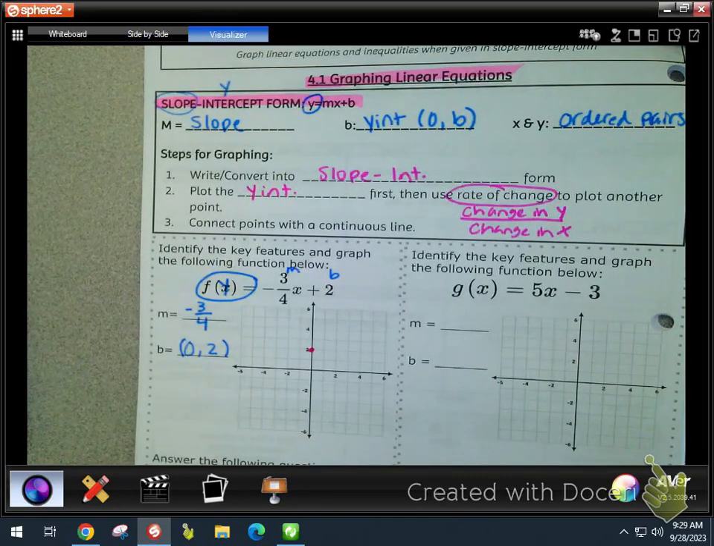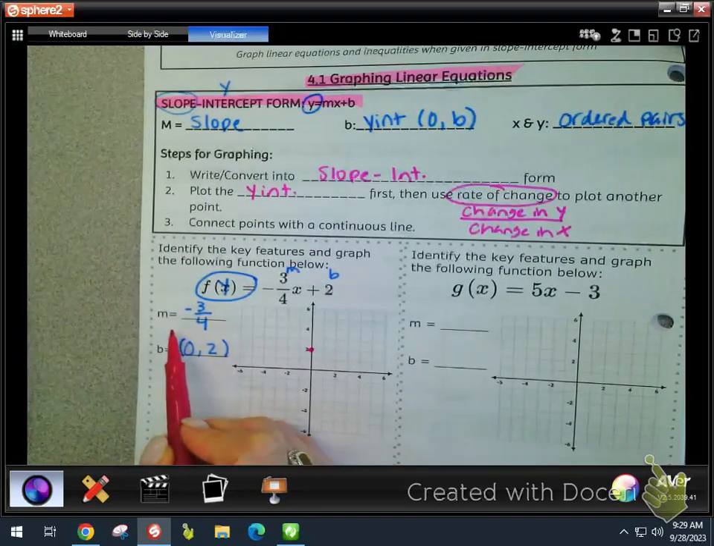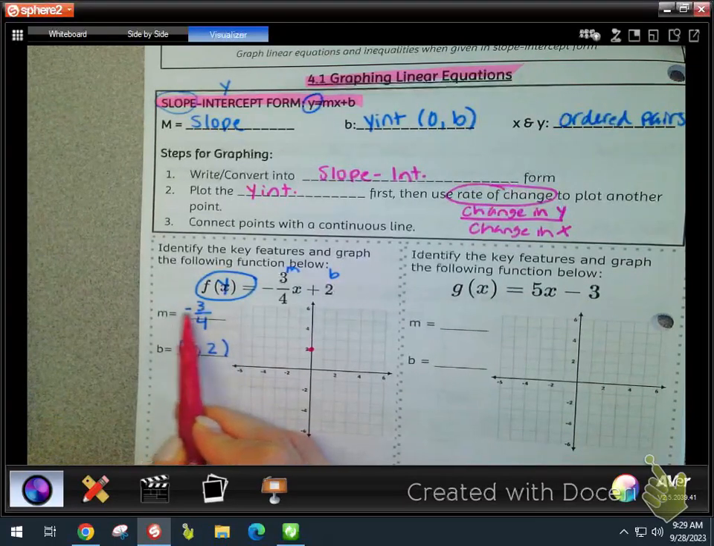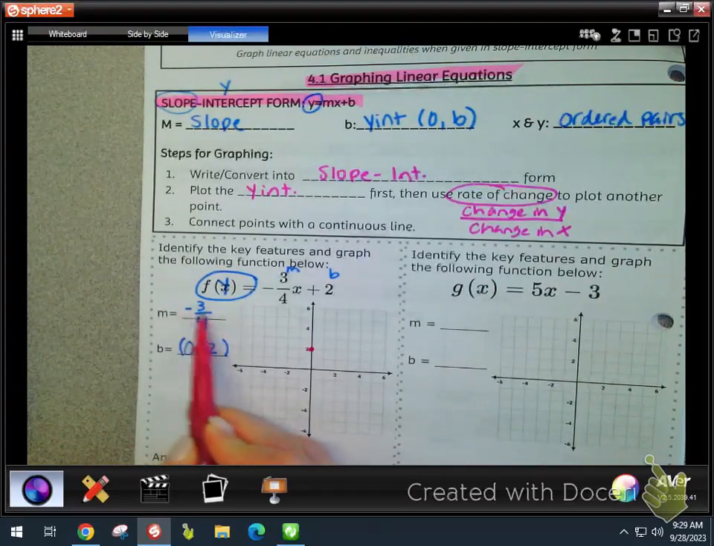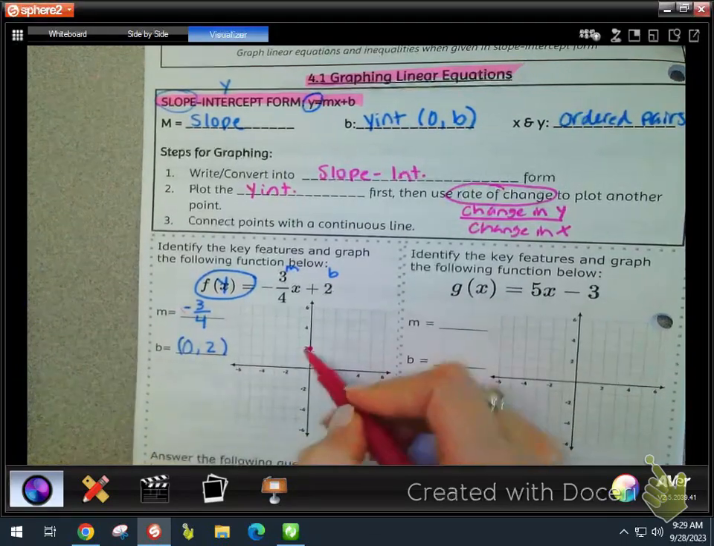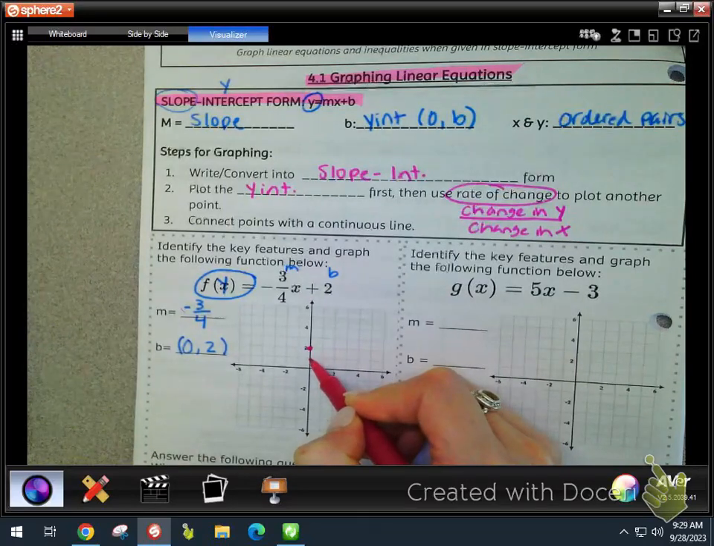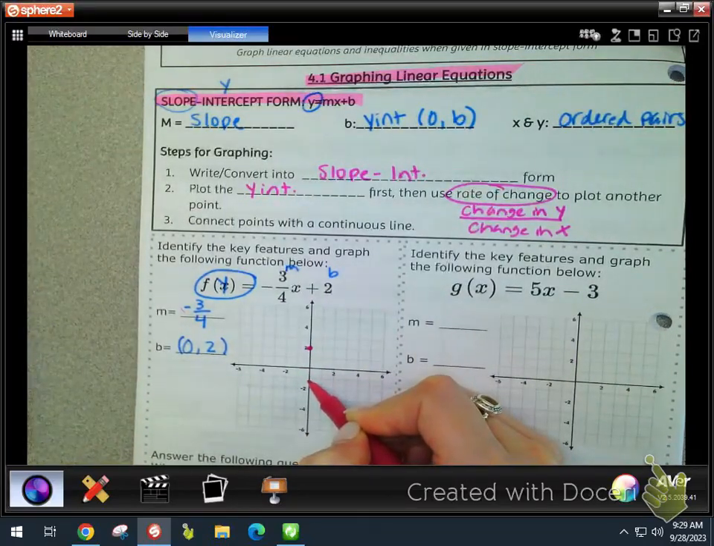Okay, so now we're going to use our slope. Remember, that's our change in y on our change in x. Okay, so my change in y is what? According to this slope. I'm circling it. Negative 3. So from there, because it's negative, that means I'm going to go down. 1, 2, 3. Do not put a point. We're hovering 3 units down.